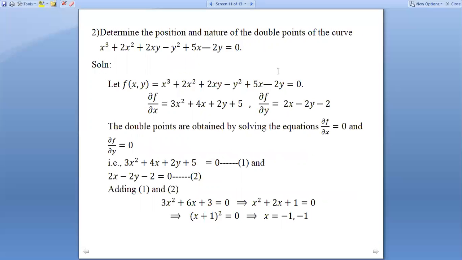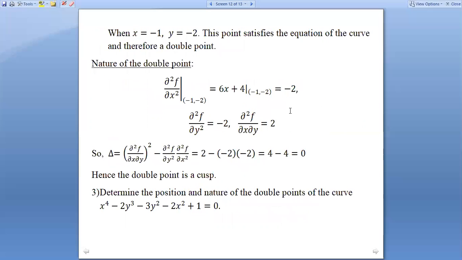And ∂²f/∂x∂y, differentiating with respect to x, you will get 2. Now substitute for delta, and when you simplify, you will get 0. If delta is equal to 0, the double point will be a cusp. Similarly, the other two problems also you can solve.